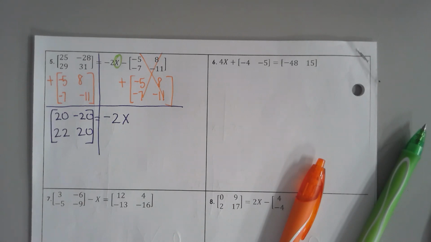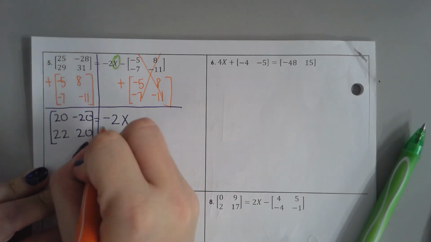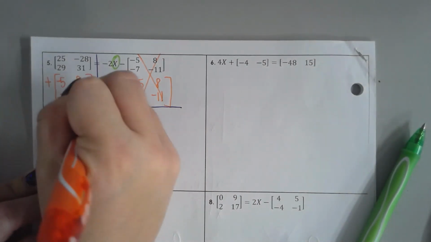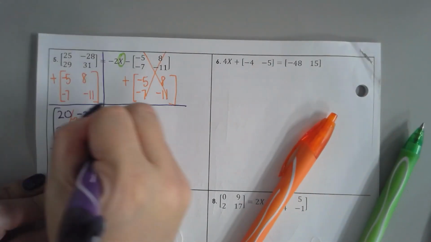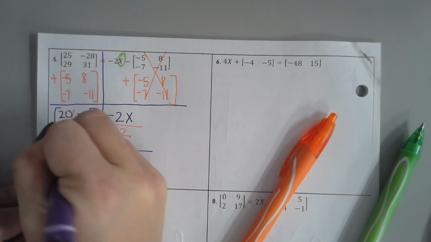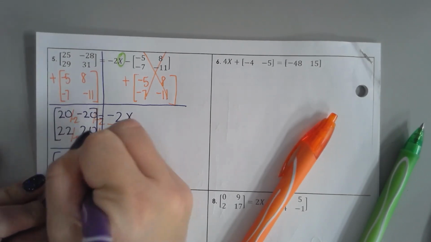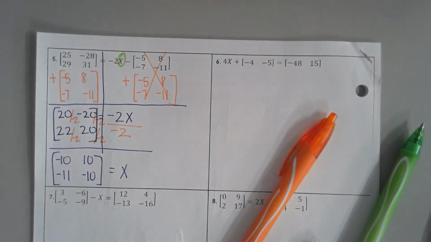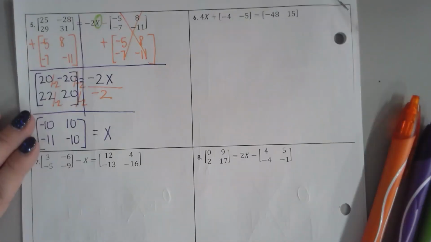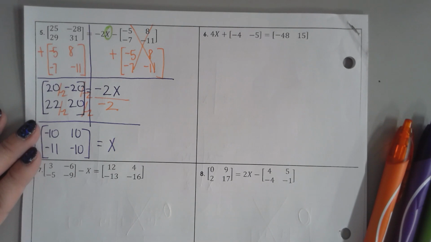Then what do I need to do? Divide everything by negative 2. We get negative 10, positive 10, negative 11, negative 10. I want you to work on these last 5, and then I will go over the answers.